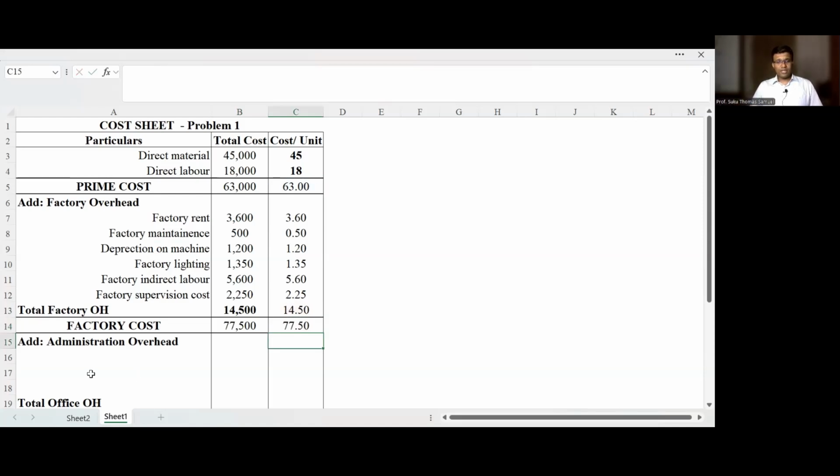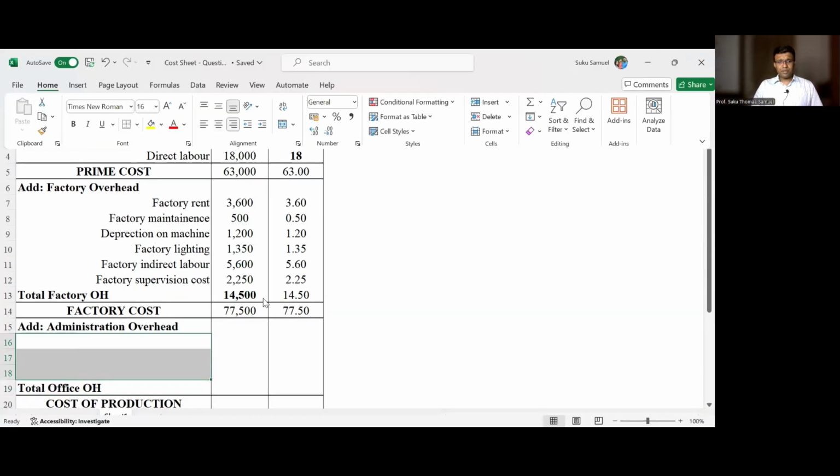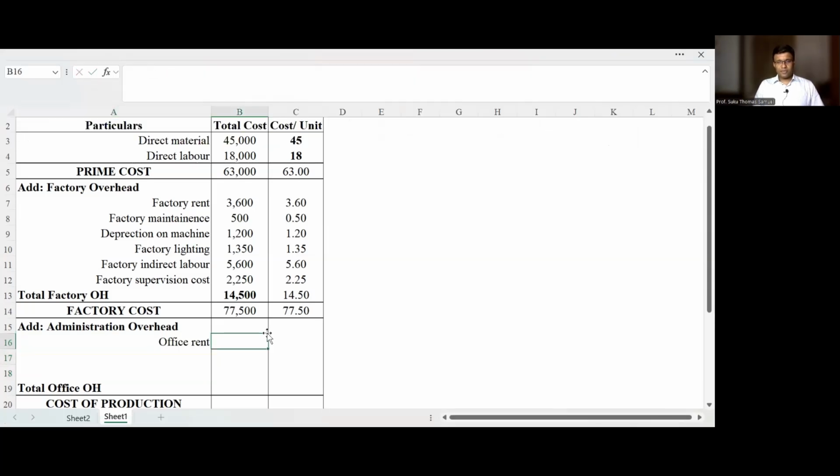Now we can move on to the next division, which is the office overhead. What are the office overheads that we have? Let's discuss them one by one. We have office rent. Office rent is 18,000, so that works out to be 18 rupees. Then we have office salary. Office salary is 4,500, so this is 4.5.